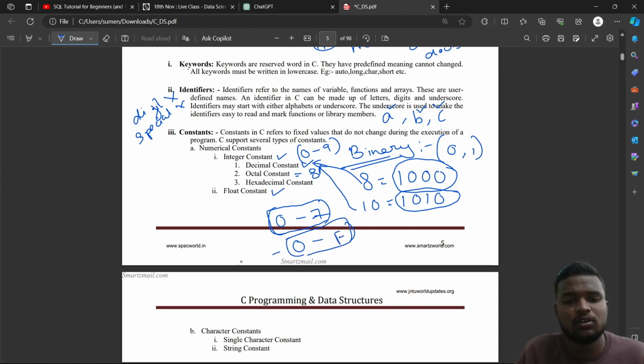This is the range of octal. Sorry, this is the range of hexadecimal, and this is the range of octal, and this is the range of decimal. Okay. So that's what it means.